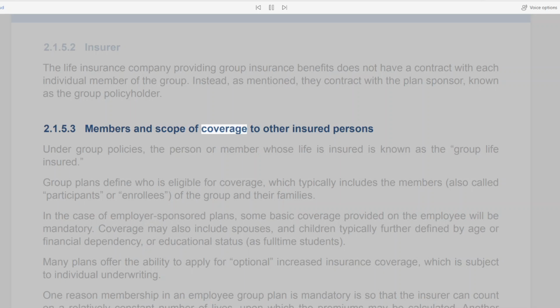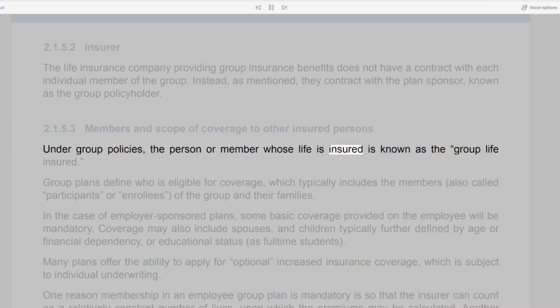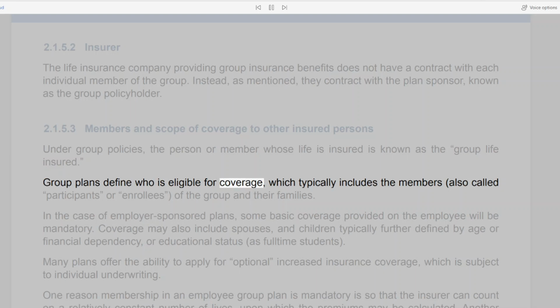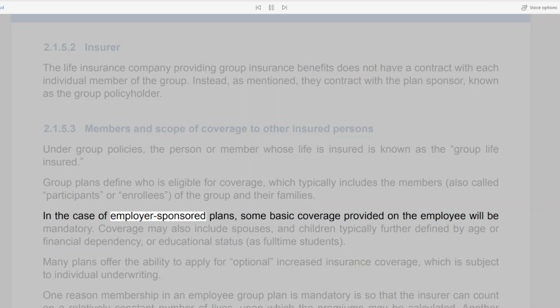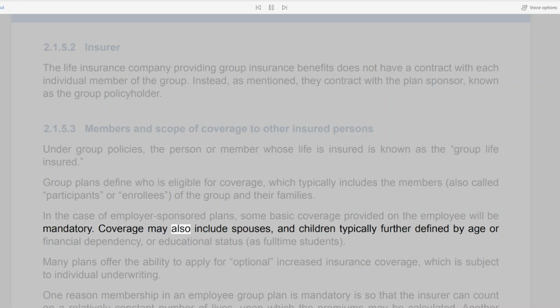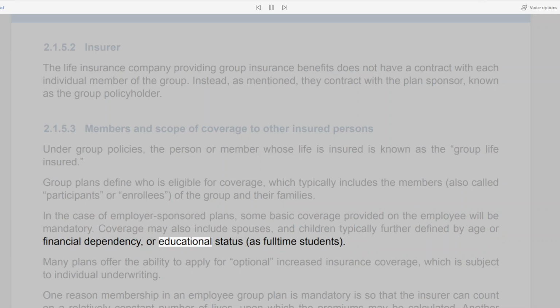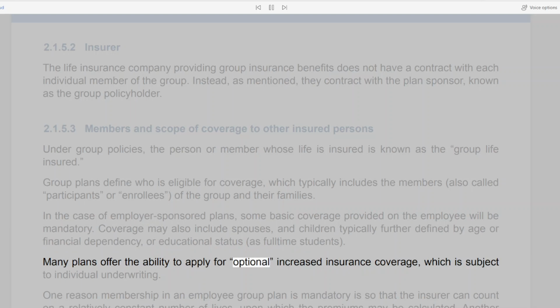2.1.5.3 Members and scope of coverage to other insured persons. Under group policies, the person or member whose life is insured is known as the group life insured. Group plans define who is eligible for coverage, which typically includes the members, also called participants or enrollees of the group and their families. In the case of employer-sponsored plans, some basic coverage provided on the employee will be mandatory. Coverage may also include spouses and children, typically further defined by age or financial dependency, or educational status as full-time students. Many plans offer the ability to apply for optional, increased insurance coverage, which is subject to individual underwriting.